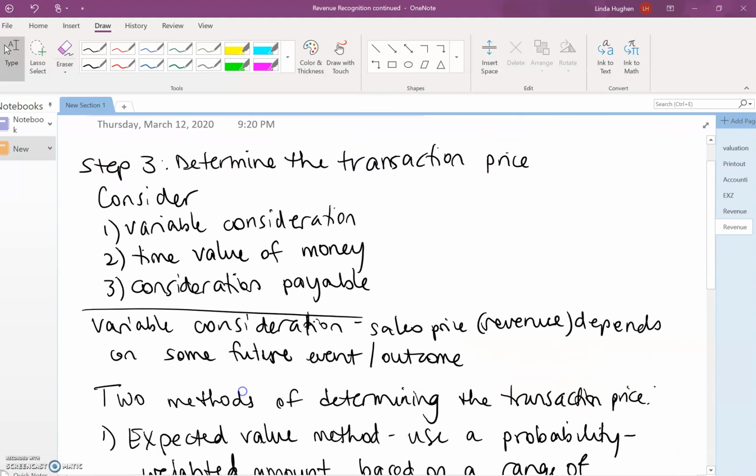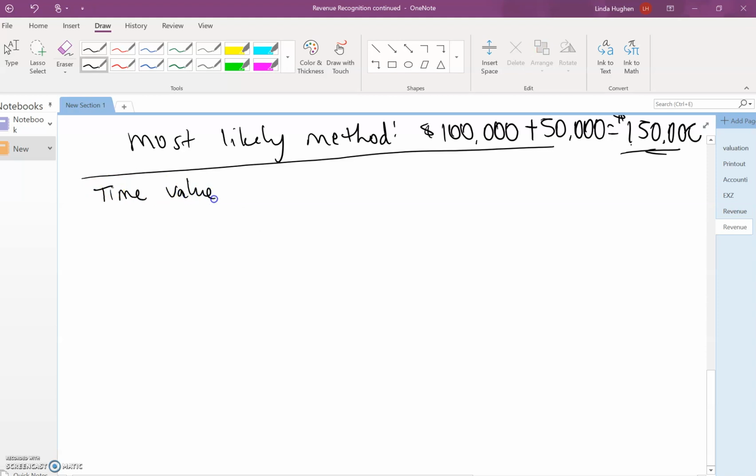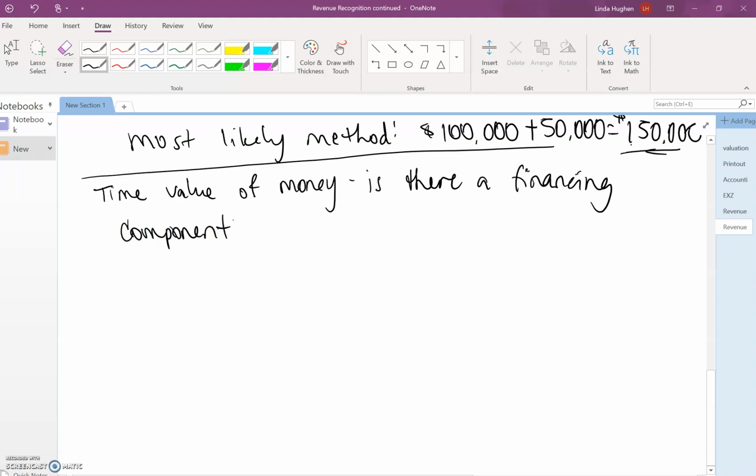Okay, so let's go back up here. We said determine the transaction price. We consider the variable consideration, and now we're done with that. The other thing we need to consider, number 2, the time value of money. So we're asking ourselves, is there a financing component in our contract? Is there implicit interest being charged? If so, we need to strip out that interest component.